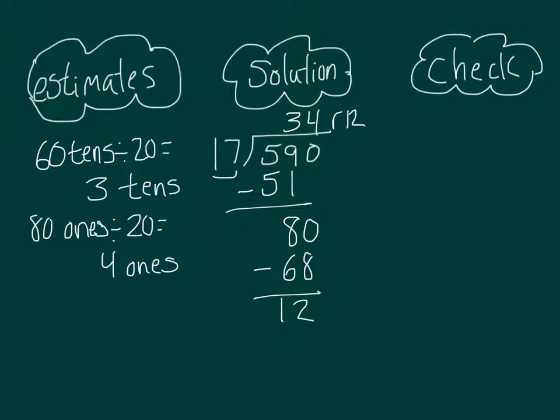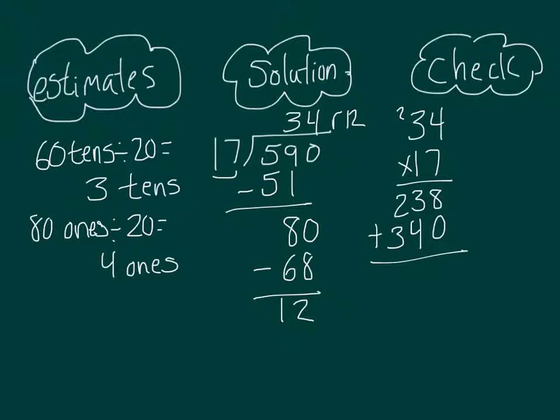Let's go ahead and check our answer. We're going to have to do the standard algorithm for 34 times 17. That's our quotient times our divisor. 7 times 4 is 28. 7 times 3 is 21. Plus 2 more. That's right. Now we're going into the tens place. 1 times 4 is 4. 1 times 3 is 3. We've got our partial sums. Let's add them together.